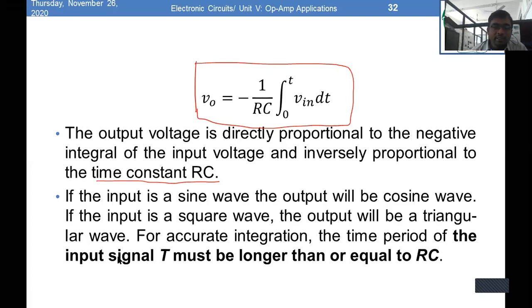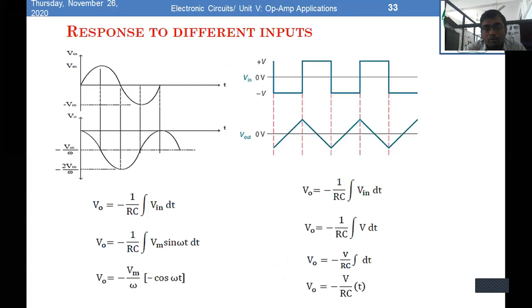Okay, so this is a very essential condition, that the time period of the input signal must be larger than the product of resistance and capacitance, RC. Now this is about the ideal integrator, and this is the response that I have told you: if you integrate the sine wave, it becomes cosine. If you perform the integration for the square wave, it becomes triangular. And the corresponding equations are also written here. You can note it down or simply take the screenshot of this.